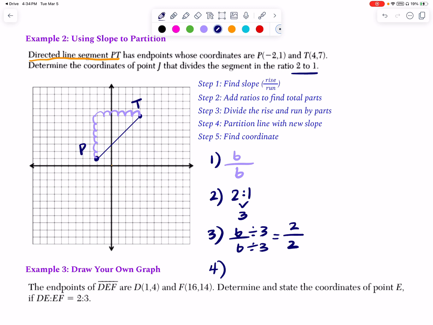And we're going to use this new slope to partition the line. So I'm going to go up 2 over 2. Boom. Up 2 over 2. Up 2 over 2. And now you can see that we have 3 equal parts.